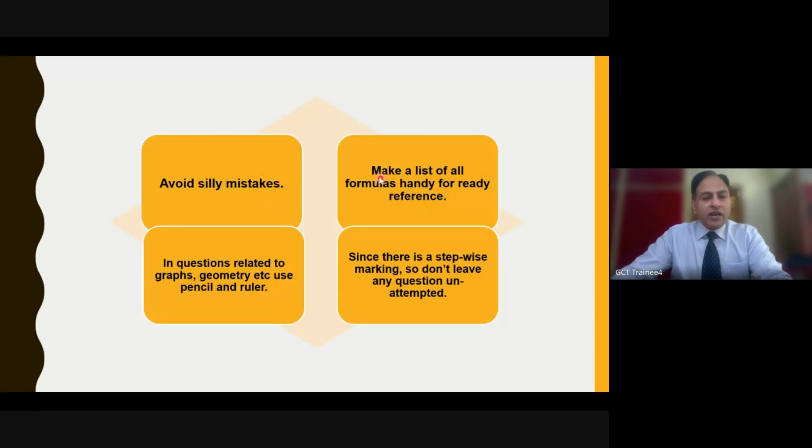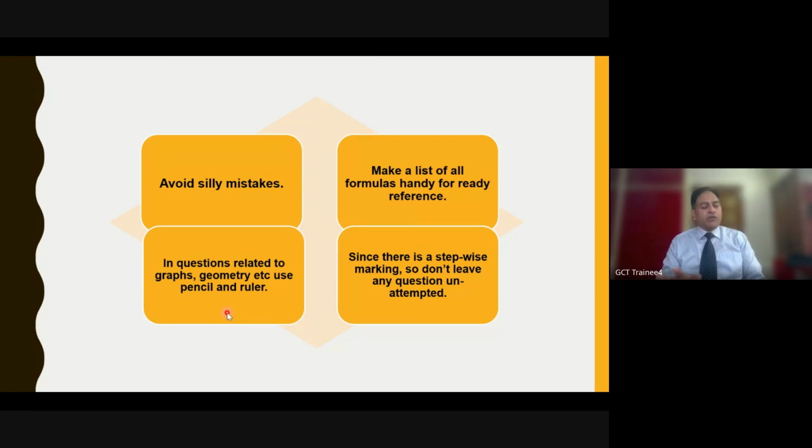Avoid silly mistakes. Make a list of formulas handy for your ready reference. This is again very important. In questions related to graph, geometry, use pencil and ruler only. Please guide your students. On your answer sheet, there will be 2 graph papers. Unko not to tear it off. Wherever you are solving that LPP question, the LPP graph is to be made on both.